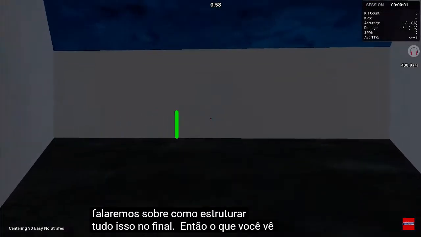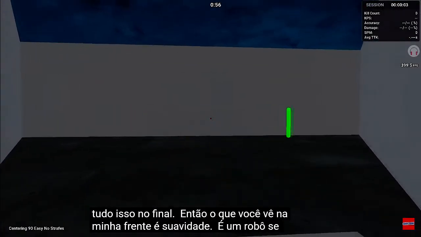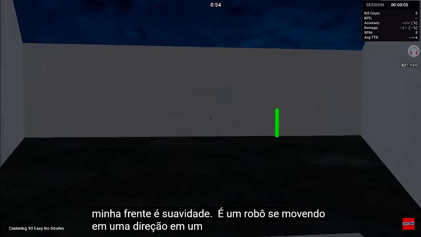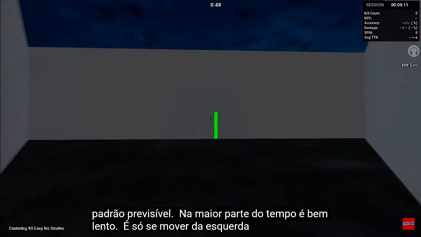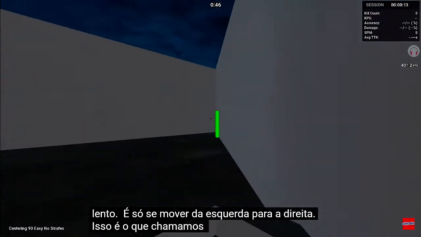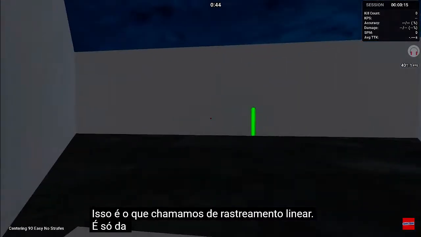So what you see in front of me is smoothness. It's a bot moving in one direction in a predictable pattern. For the most part, it's pretty slow. It's just moving left to right. This is what's called linear tracking. It's only left to right.